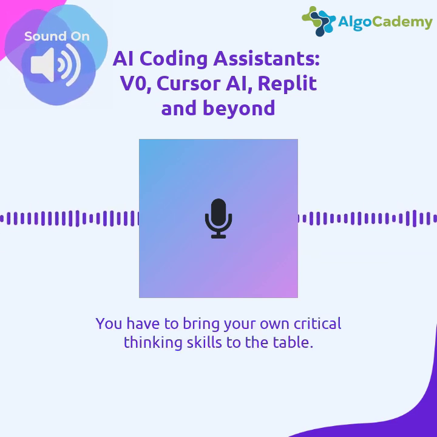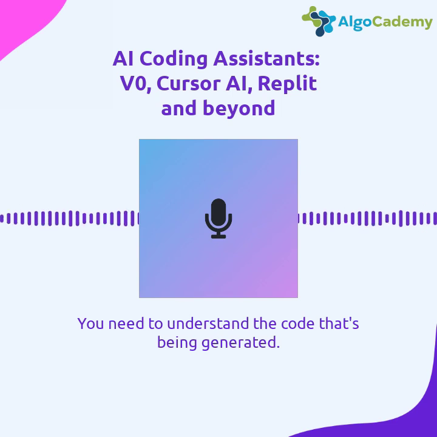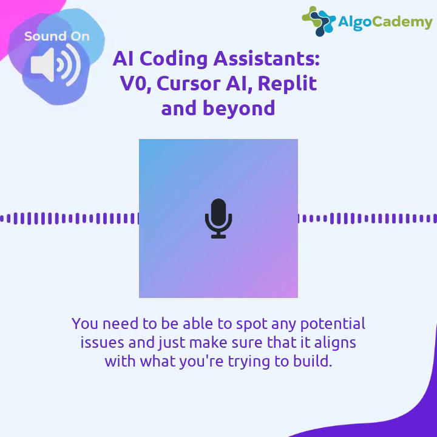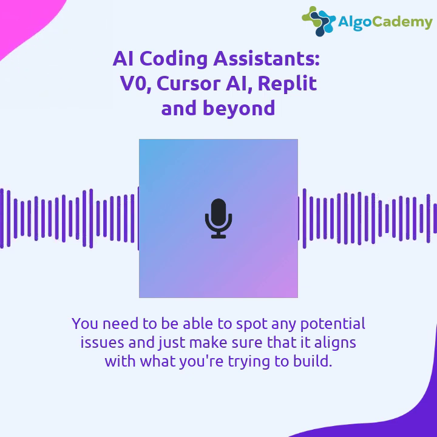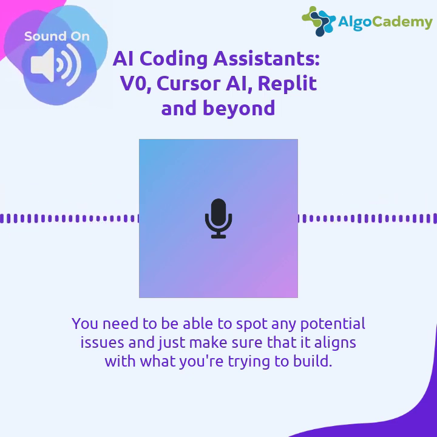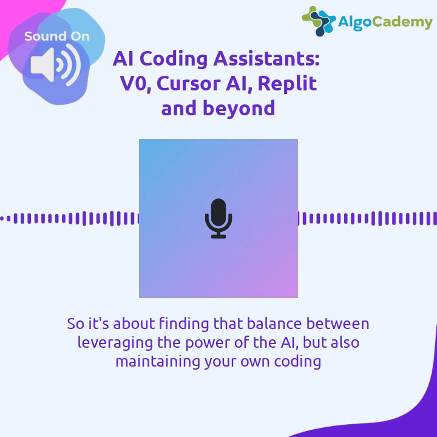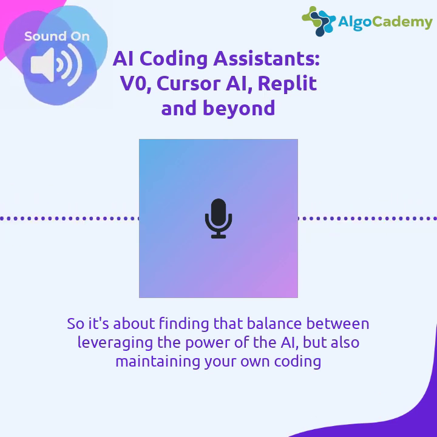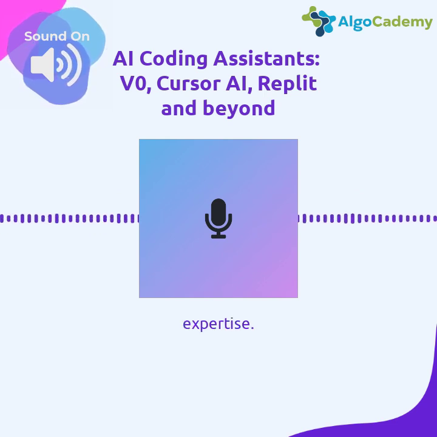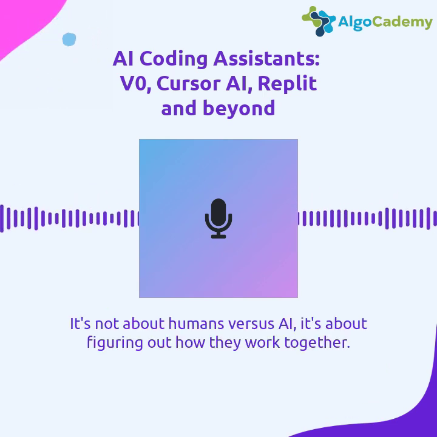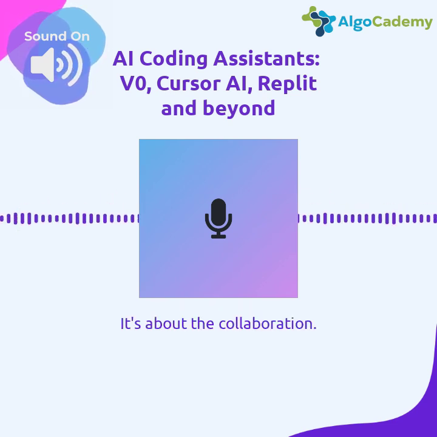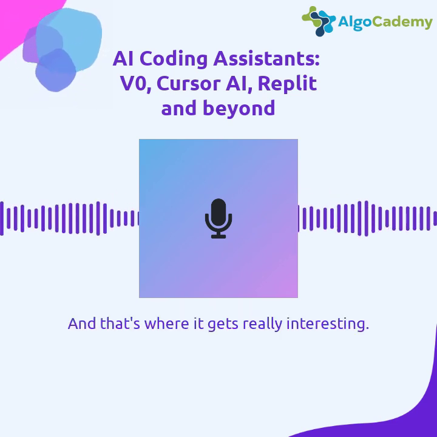You have to bring your own critical thinking skills to the table. You need to understand the code that's being generated. You need to be able to spot any potential issues, and make sure that it aligns with what you're trying to build. So it's about finding that balance between leveraging the power of the AI, but also maintaining your own coding expertise. It's not about humans versus AI. It's about figuring out how they work together. It's about the collaboration. And that's where it gets really interesting.